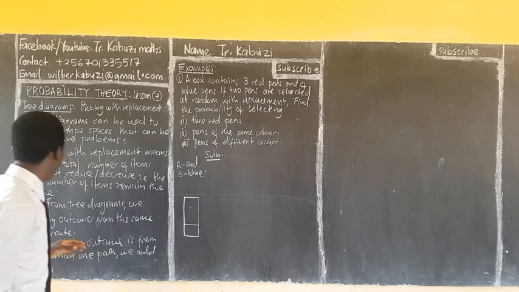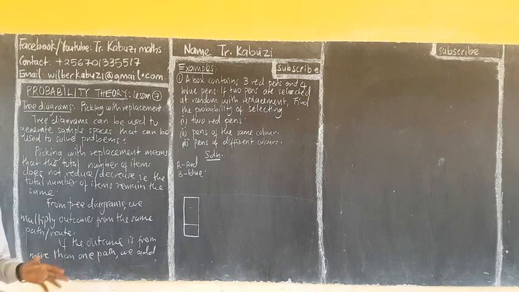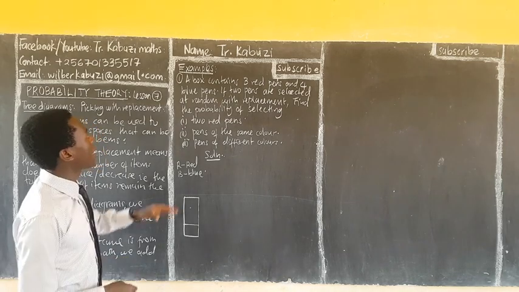Another thing is, from the tree diagram, we multiply outcomes from the same root. We are going to say the tree diagram has roots, so we always multiply items from the same root. And if the outcome is from more than one path or root, we add them, as we are going to see. So members, now we have a question.